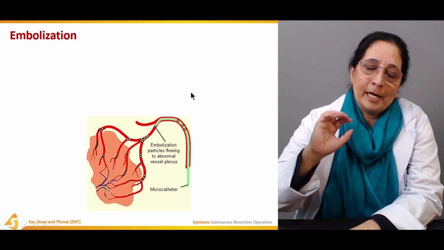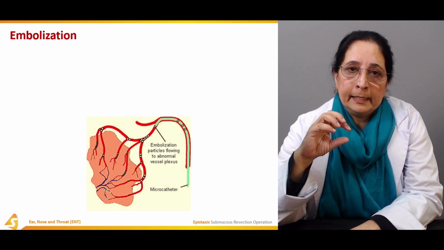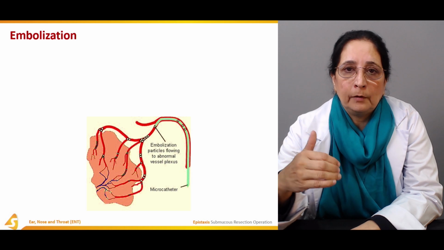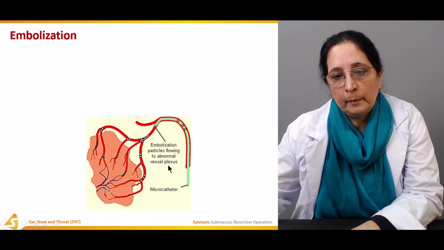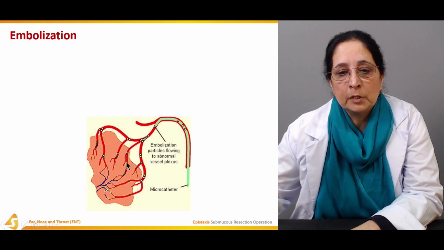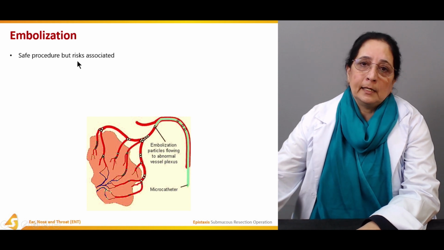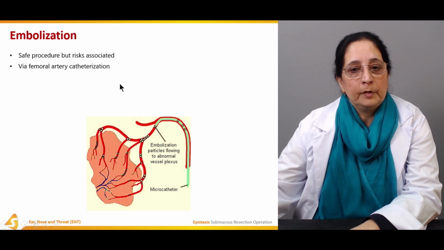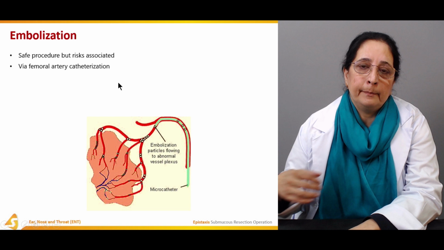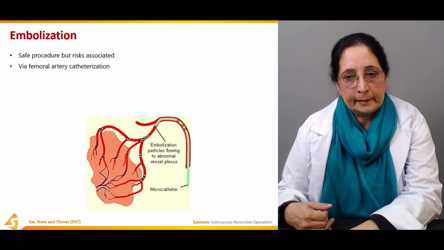Embolization. Embolization, as the name shows, uses emboli, which are small plugs that can stop the bleeding as a result of the blockage. Here embolization particles flow to the abnormal vessel plexus. So these are the particles that flow and block the vessels. It is a safe procedure, but risks are associated with embolization via a femoral artery catheterization. So these embolization procedures take place from the femoral artery catheter.